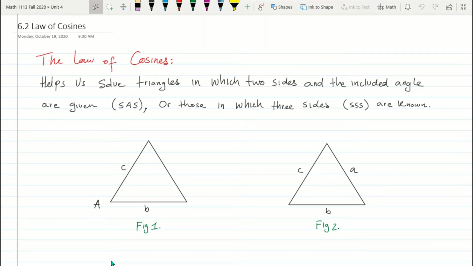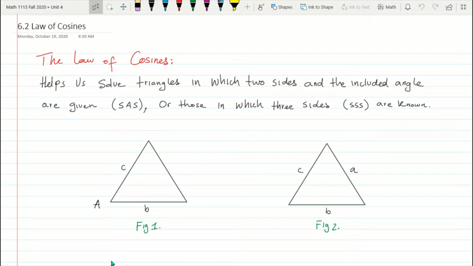All right, for 6.2, we are going to talk about the law of cosines. Very similarly to the law of sines, we're going to be working with triangles which are not necessarily right triangles, right? Otherwise, we would use the Pythagorean theorem and the definitions for sine, cosine, and tangent. But that's not the case here or with the previous section.